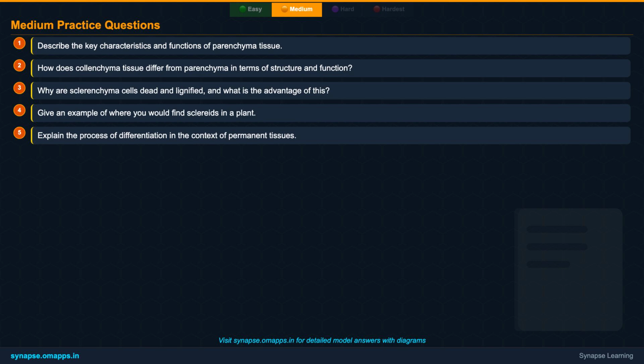Third, why are sclerenchyma cells dead and lignified, and what's the advantage of this? Fourth, give an example of where you would find sclerids in a plant. And finally, explain the process of differentiation in the context of permanent tissues. Pause and review your answers.